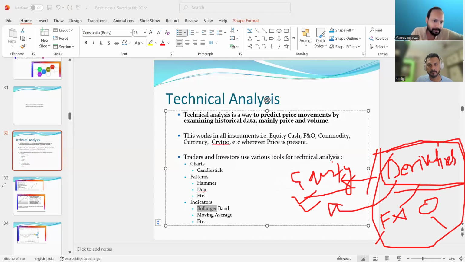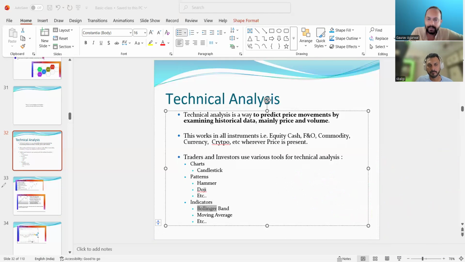So I'll show you some examples of equity and derivatives. Then we will start candles in a second. So till now it is clear, right? No doubts?